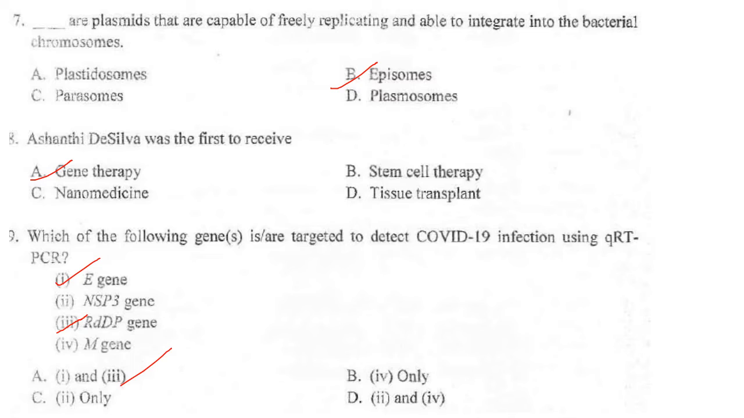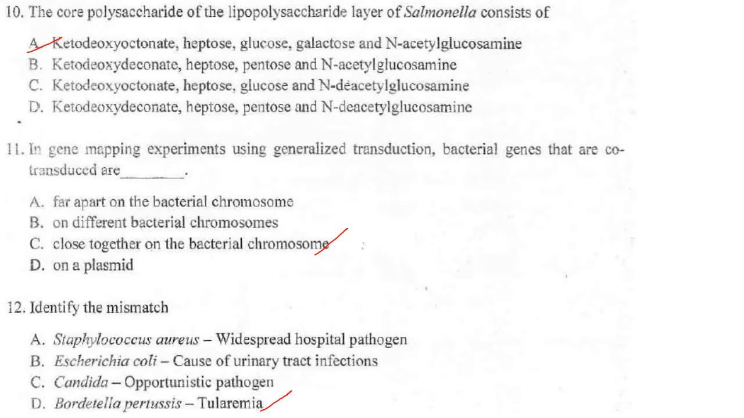Which of the following genes is/are targeted to detect COVID-19 infection using qRT-PCR? So it is E gene, that is 1, and RdRp gene, that is 3. So answer is option A, that is 1 and 3. So coming to the next question. The core polysaccharide of the lipopolysaccharide layer of Salmonella consists of keto-deoxyoctanoate, heptose, glucose, galactose, and acetyl glucosamine. Answer is option A.